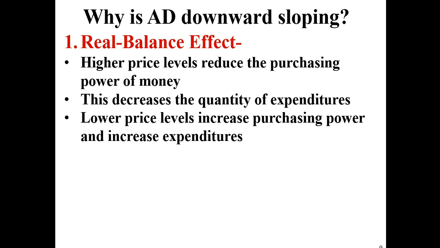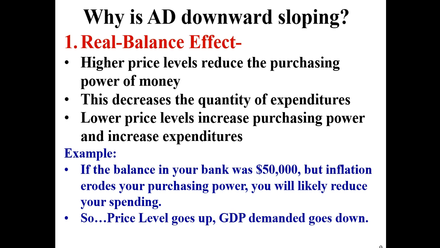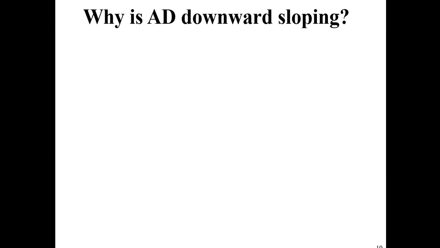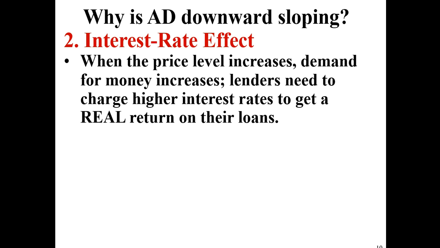And then the reverse is true. Lower price levels increase purchasing power and increase expenditures. So an example of that would be the balance in your bank is $50,000, but inflation diminishes the purchasing power. You're going to reduce your spending as a result, and it's the same thing with aggregate demand. So if the price level goes up, which is essentially the same thing as saying that you have inflation, then GDP demanded goes down.